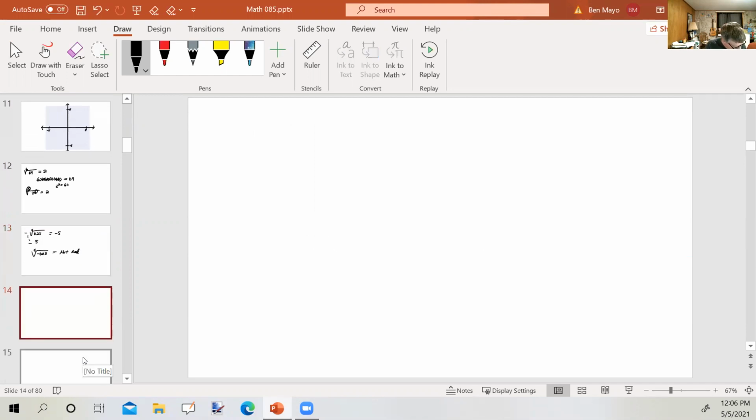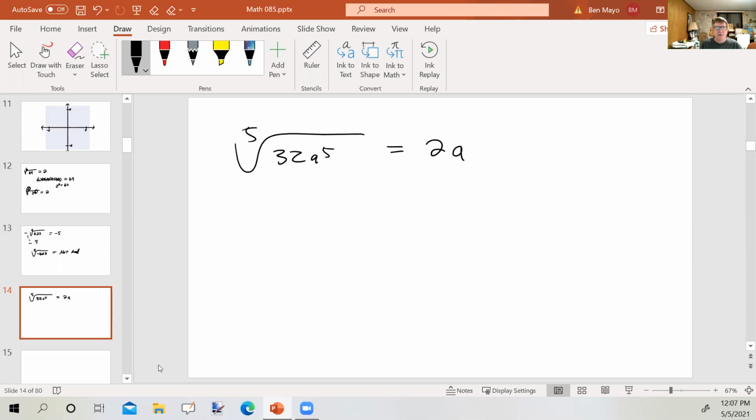Okay, what about this? The directions say, assume all variables are unrestricted. They can be positive, negative, or 0. How about the 5th root of 32, a to the 5th? Well, the 5th root of 32 is 2. The 5th root of a to the 5th is a. Do I need absolute value bars? No, I don't. Since I'm taking an odd root, there's no restrictions.